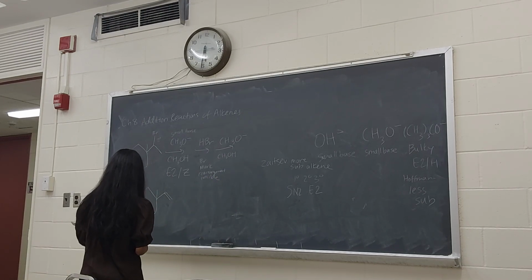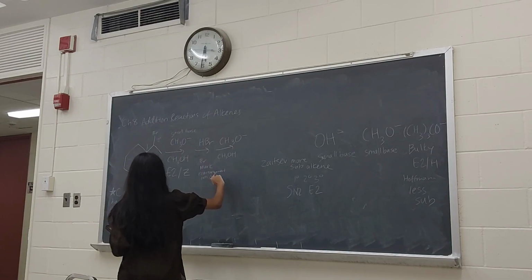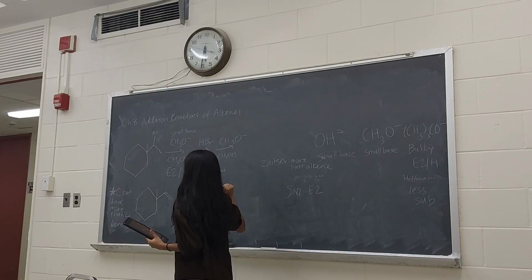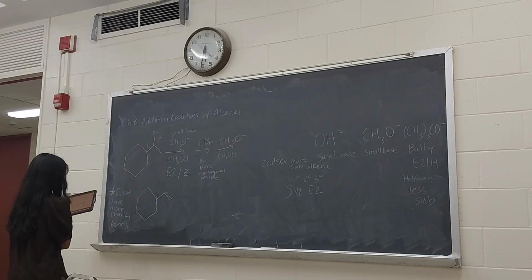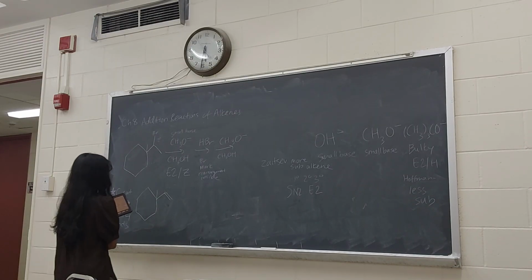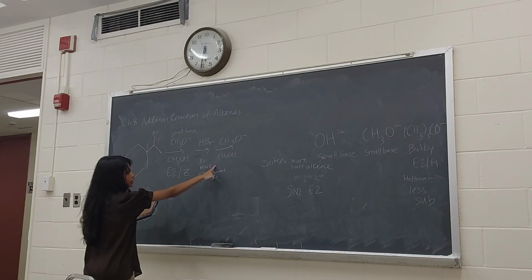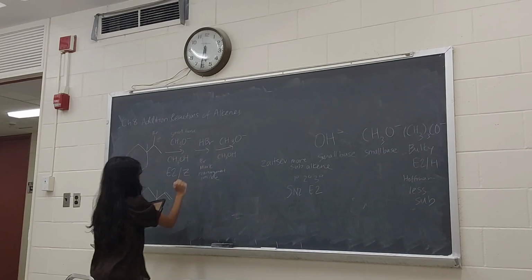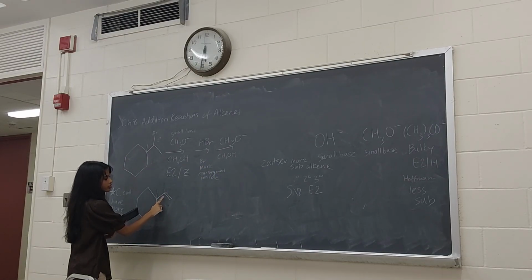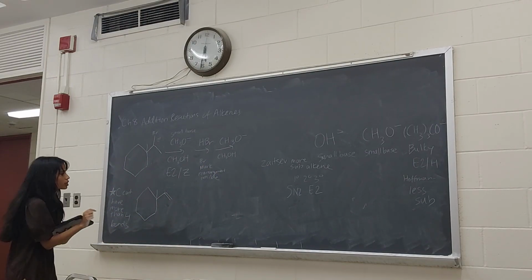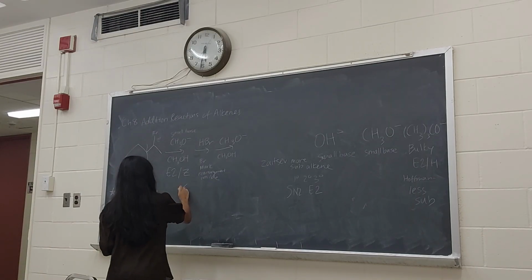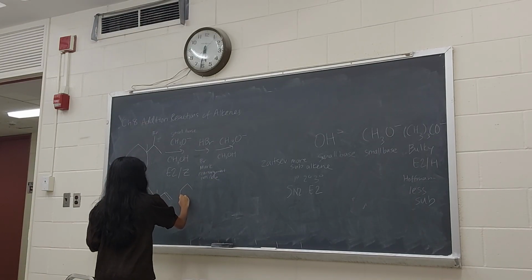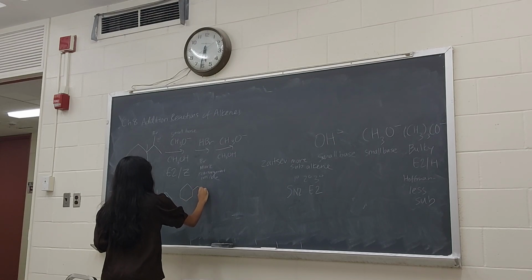Since rearrangement is possible, we are going to see if that's needed. Wait, what does Markovnikov mean? It's going to add to the more substituted side of the alkene. Okay, so it would add here. But since rearrangement is possible, I'm first going to do this. There's a rearrangement possible.